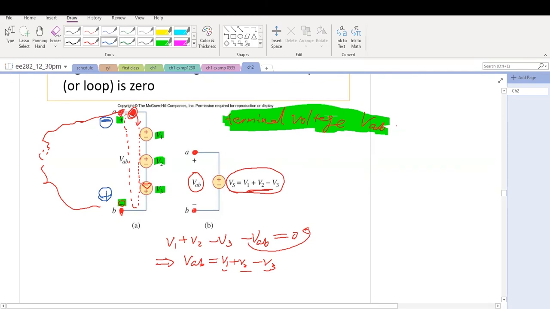Here we want to have a method. No matter which sign VAB has, I don't care. I walk through a loop. When I encounter a positive sign of any voltage first, that's a plus sign. When I encounter a negative sign first, that's a negative sign. There shouldn't be any mistakes made. That's why I say that's a safe method to figure out the terminal voltage.